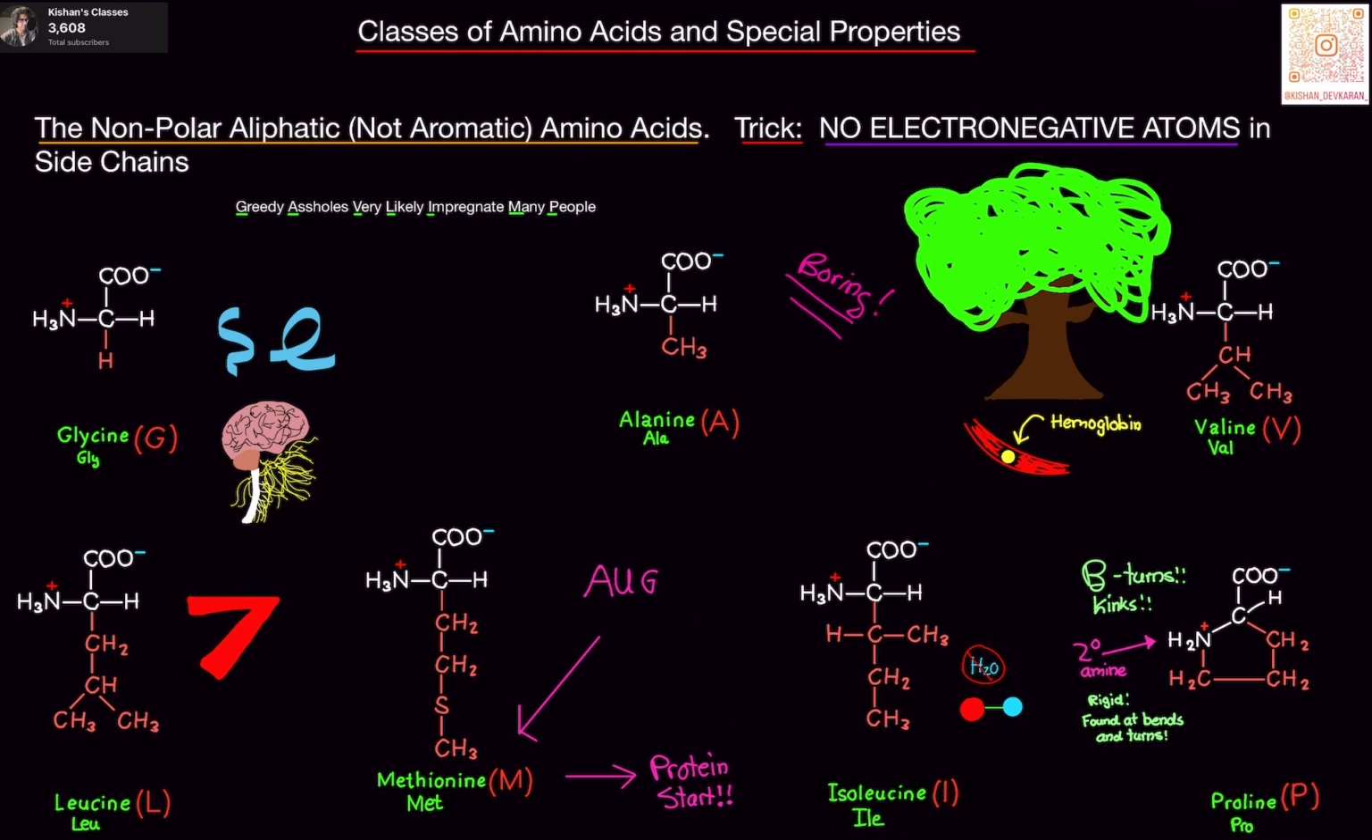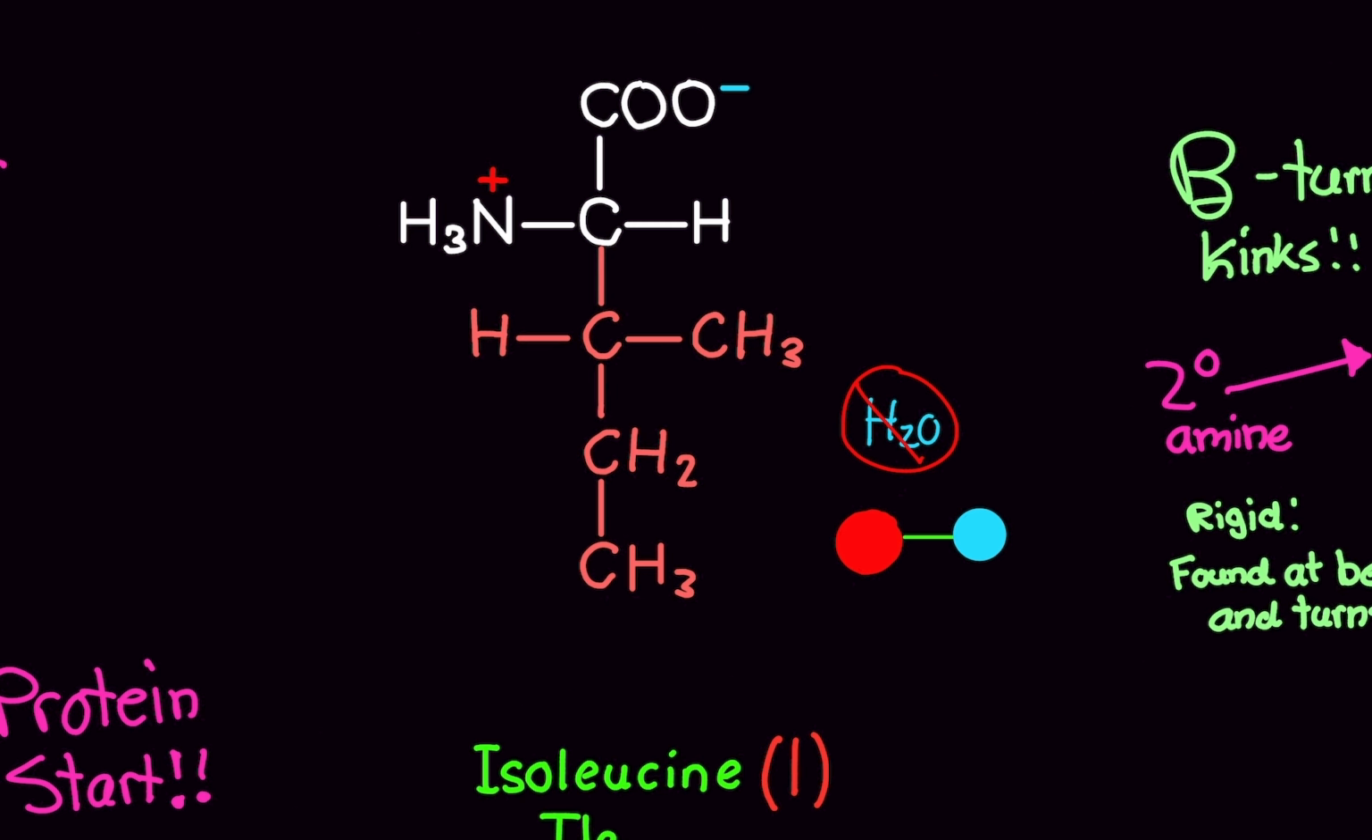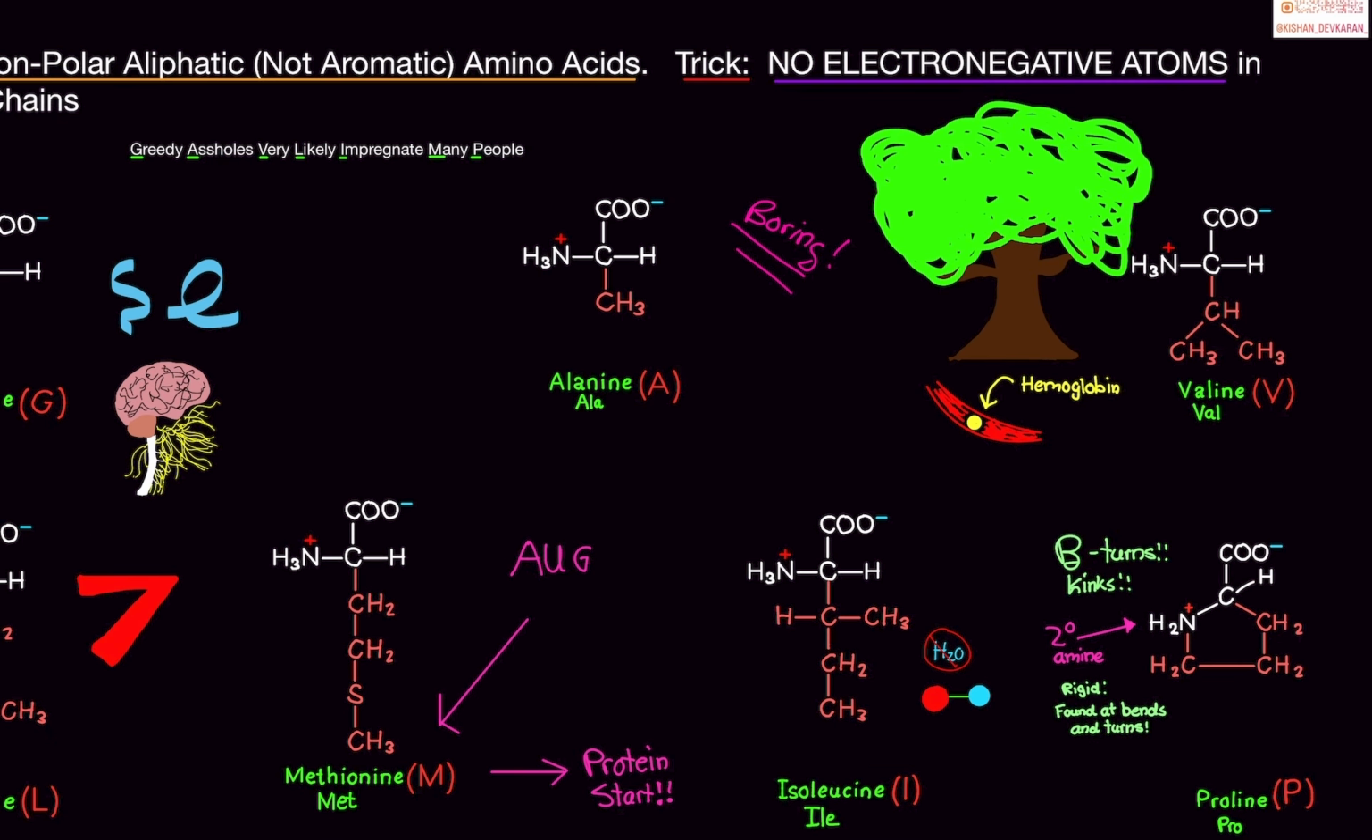Isoleucine is next. Isoleucine, nothing really fancy going on. It's just hydrophobic like all the other amino acids in this group, and it basically bonds strongly inside the core of proteins with other nonpolar amino acids. So nothing really going on here. Just CH, methyl on the side here, and CH2 and a CH3 there.